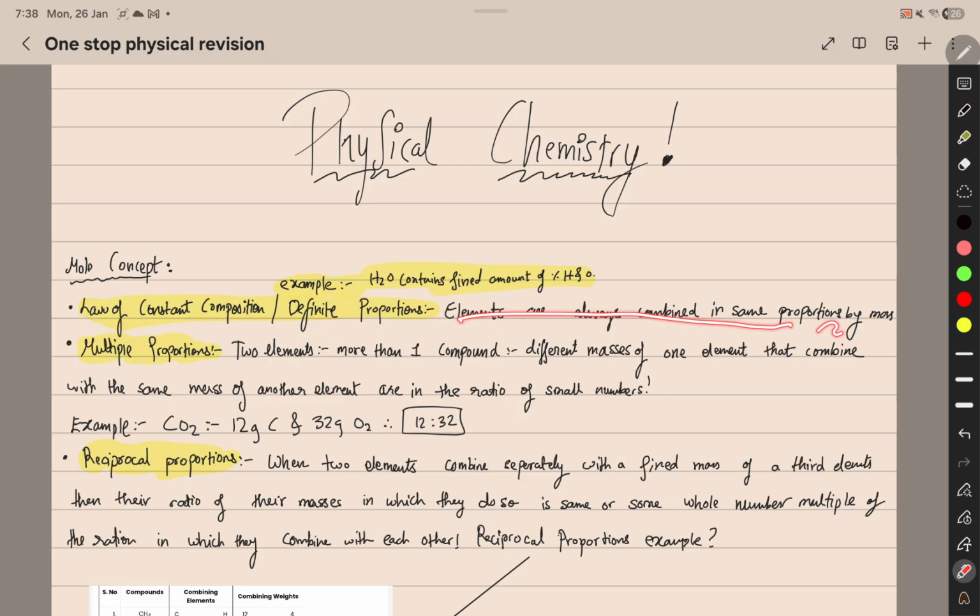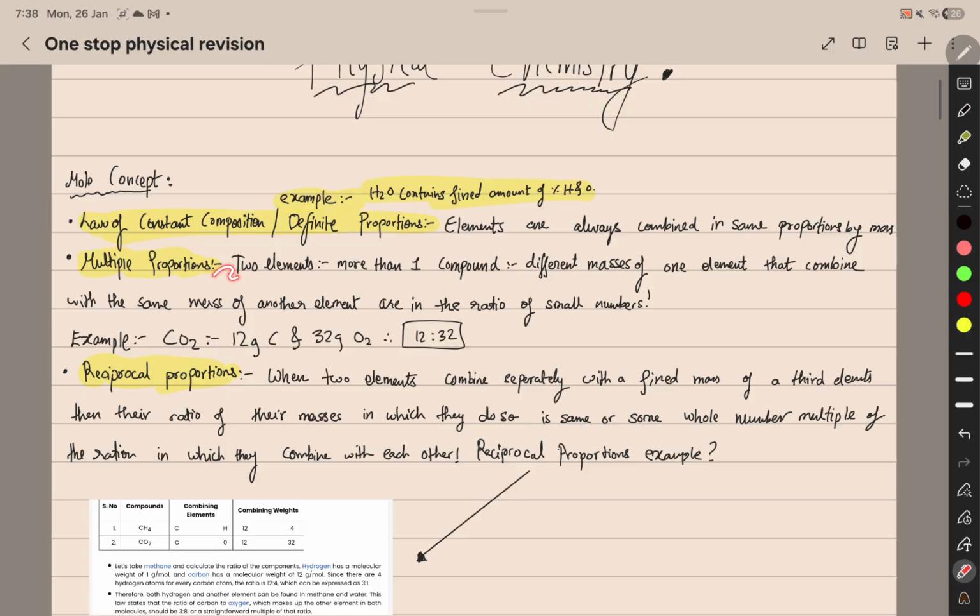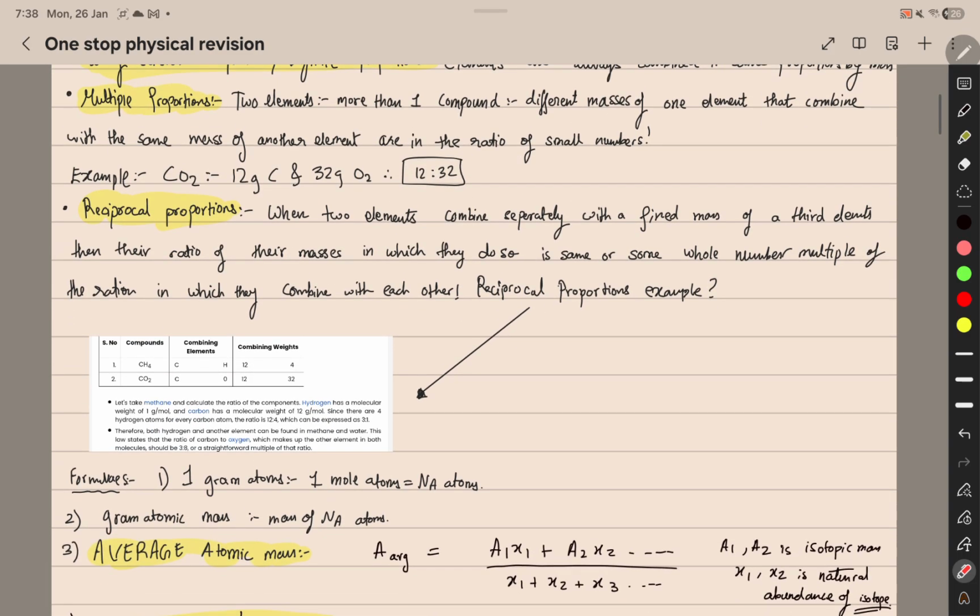Elements are always combined in the same proportions by mass. An example is H2O, which contains a fixed percentage of H and O. Multiple proportions: two elements forming more than one compound have different masses of one element that combine with the same mass of another element in a ratio of small numbers. For example, 12 gram of carbon and 32 gram of O2 combine in a 12 is to 32 ratio. It's kind of common sense, for CO2 I'm talking about.